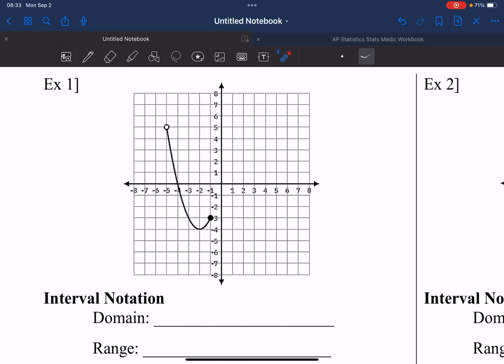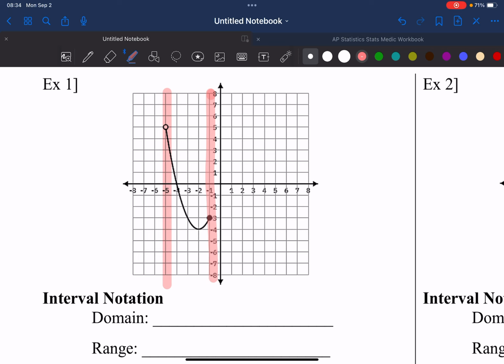So let's go ahead and look at some examples. In example 1, it wants us to find the domain and range, but in 2 different notations, using interval notation and set builder notation. So remember, when we're looking at the domain, we're looking at the value that is the most left and the value that is the most right. Okay, so the most left, the graph goes all the way here, and then the most right, the graph stops here. So those are going to be our 2 values that we're writing for the domain. So we have -5 to -1.